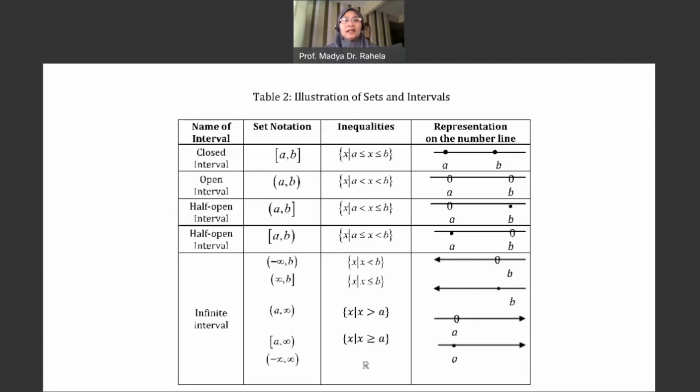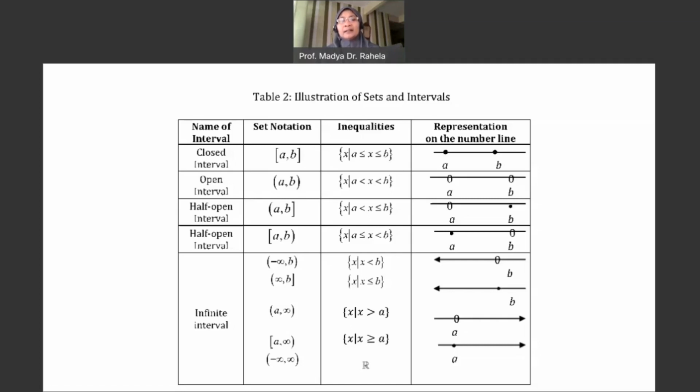Okay, half open interval. Half open interval either starts with the open interval and ends with the closed interval, or otherwise. Sama juga. Both here are called half open interval. Maknanya only one side is open, another side is closed. It's a combination of closed and open. In the inequality form, we write in this form. The equal sign appears on the side where the number is included.